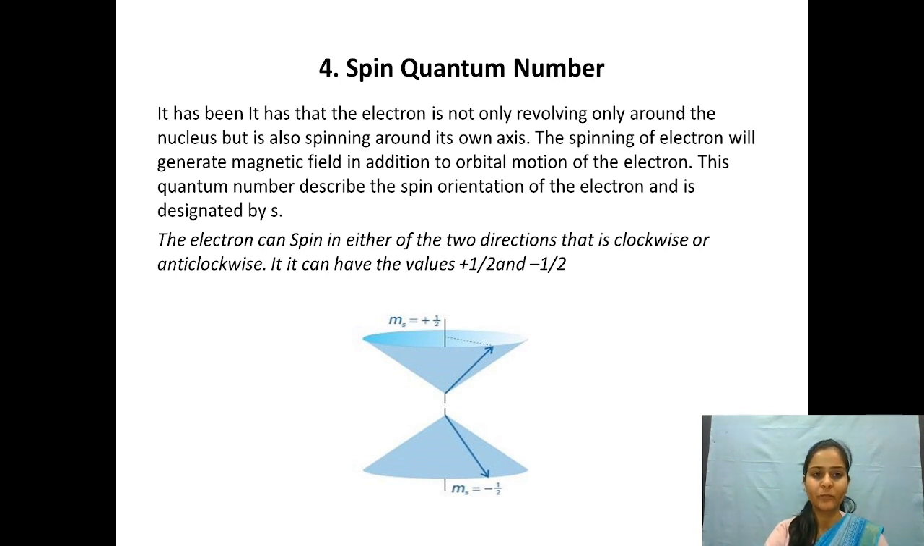This spin quantum number describes the spin orientation of the electron and is designated by the letter small s. So the electron can spin in either of two directions, clockwise as well as anti-clockwise. So we can have two particular values for the spin quantum number, plus half and minus half. The plus half I have shown in the diagram is due to the upward spin motion, and the minus half value is due to the downward spin motion of the electron.